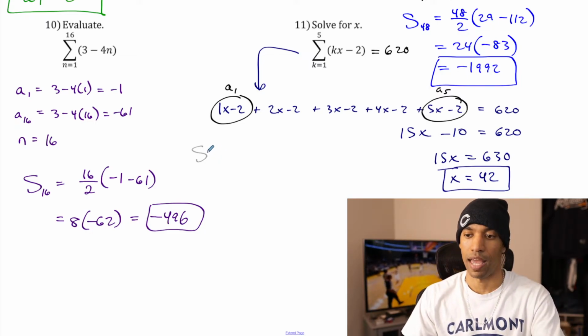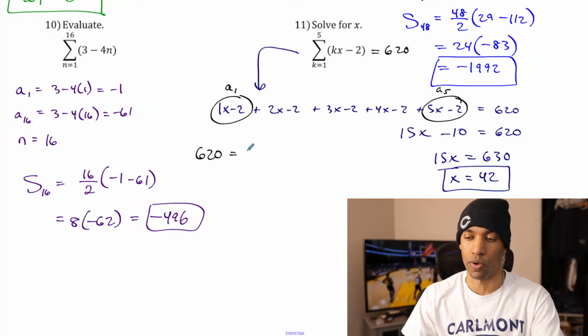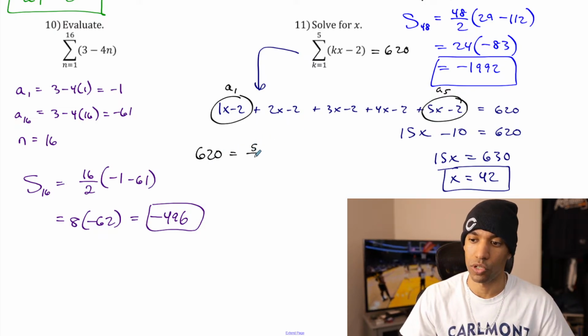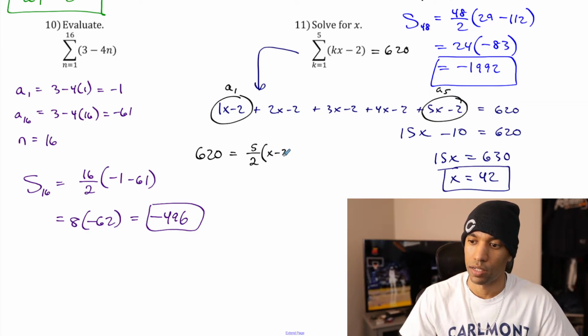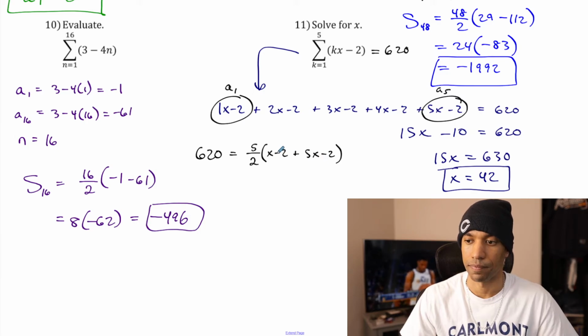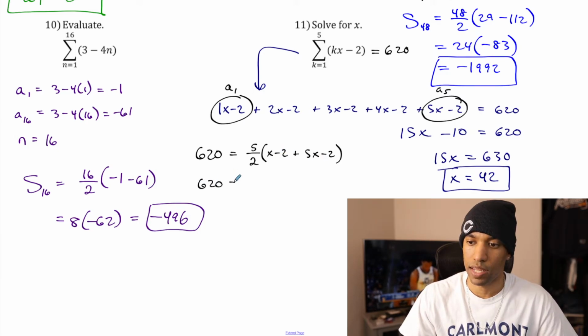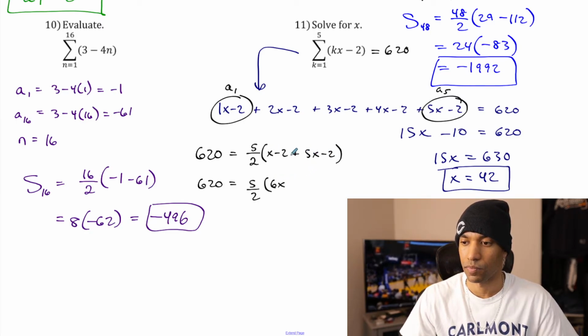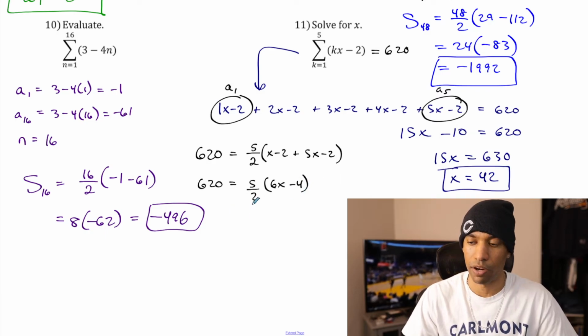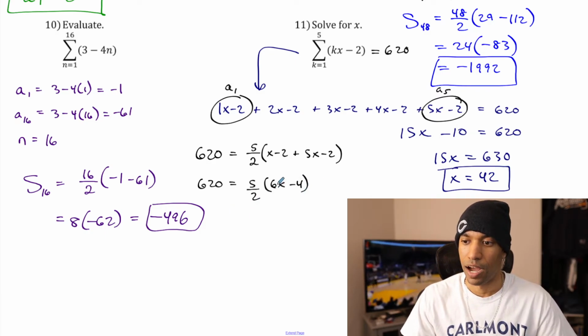Let me do that right now. 620 equals, and we would do 5 over 2 times a sub 1 plus a sub 5. Like that. So 620 equals, I'll keep it as 5 over 2, times x plus 5x is 6x, negative 2 minus 2 is negative 4. If you want to distribute, do whatever. I might even factor a 2 out of there.